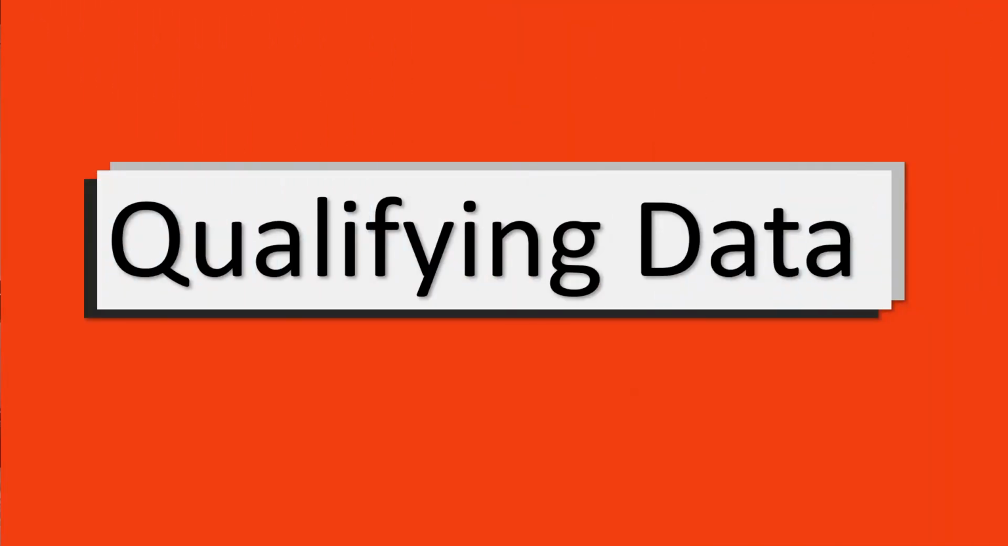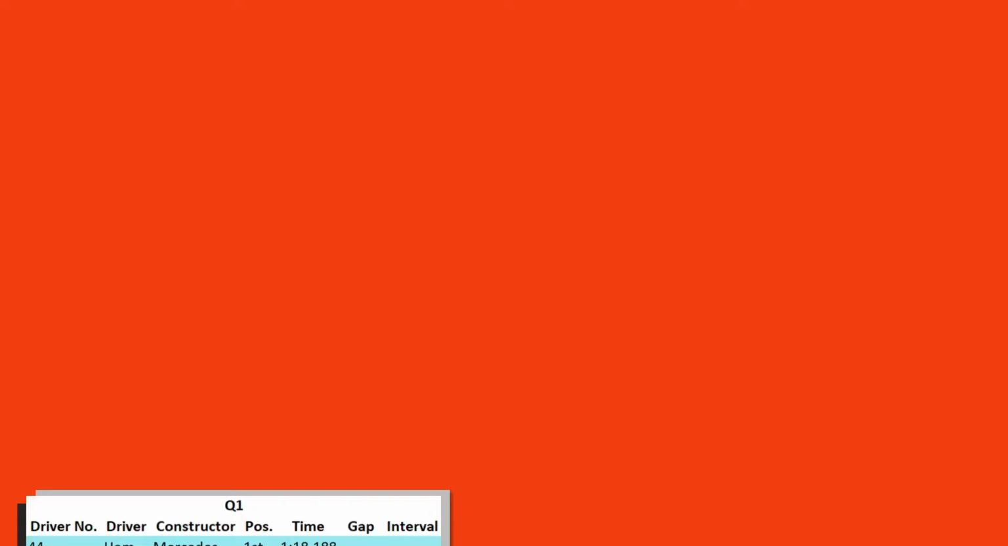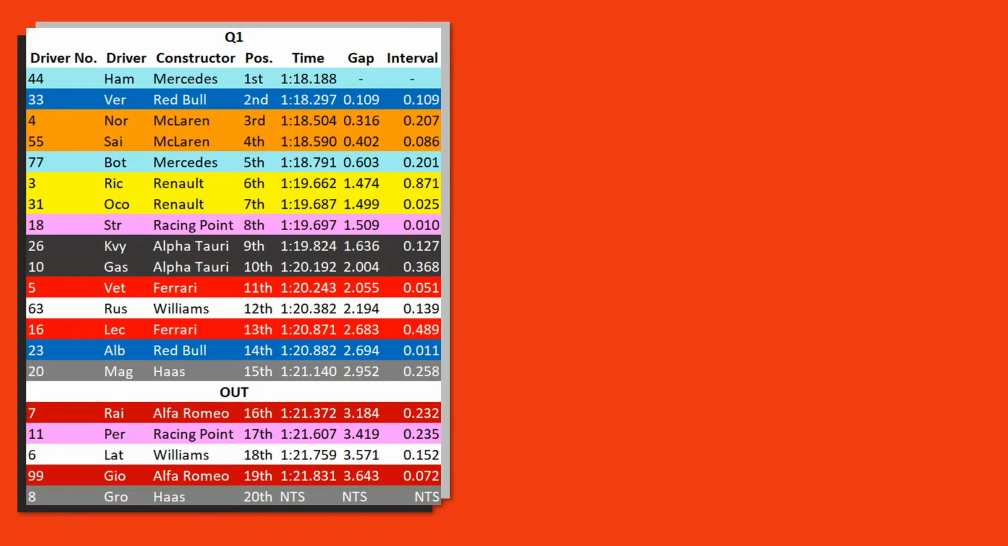So we move on into the qualifying data for the Styrian Grand Prix, and we start with the results. So we head on into Q1. It is topped by Lewis Hamilton from Max Verstappen and the two McLarens, and out is Kimi Raikkonen, Sergio Perez, Latifi, Giovinazzi and Grosjean, who failed to set a time.